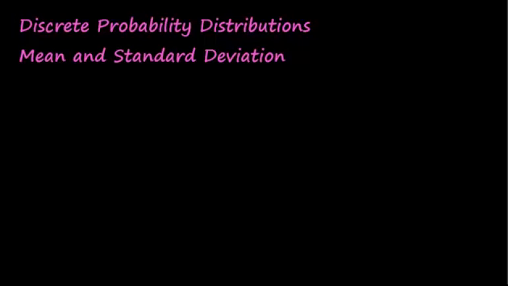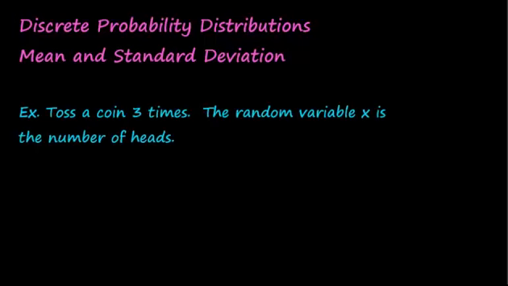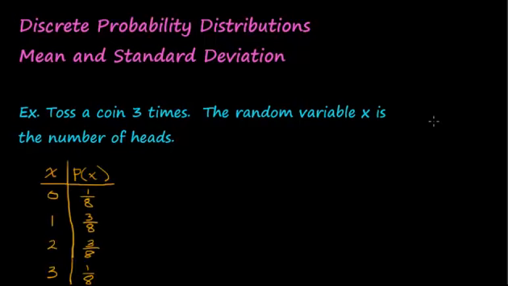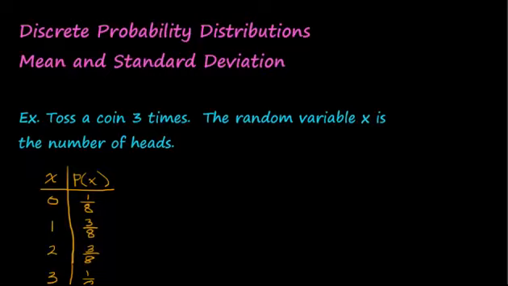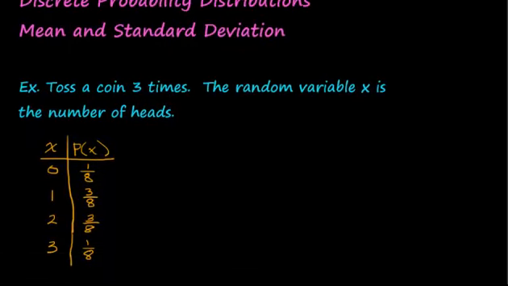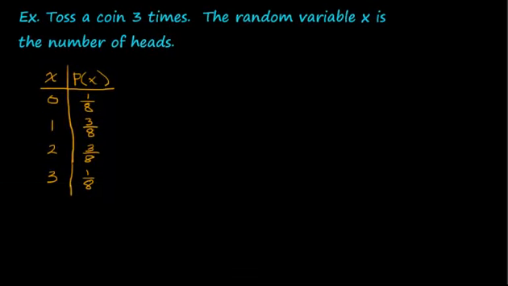Recall that our previous example involved tossing a coin 3 times, and the random variable x was the number of heads. So a success was a head when we tossed the coin 3 times. And the outcomes and the probability distribution we created with the outcomes and their probabilities looked like this. Okay? So that is a probability distribution. It meets the requirements of a probability distribution.